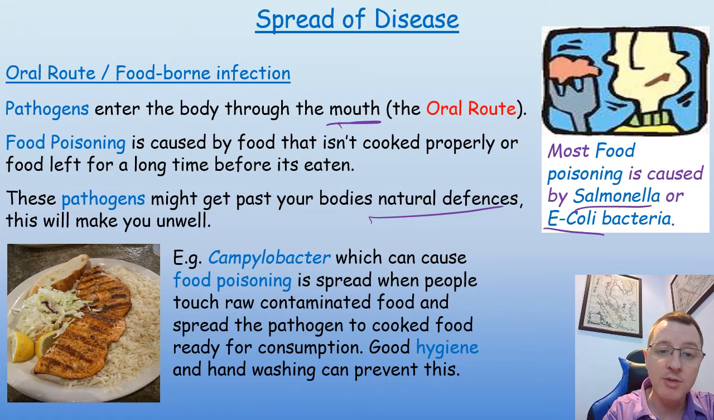One example of this is the Campylobacter bacteria, which causes food poisoning, and it's spread when people touch raw, contaminated food and then spread the pathogen to cooked food that's ready for consumption. Good hygiene practices and good hand washing can prevent this, and that's very important when we're looking at both home kitchens and commercial kitchens.